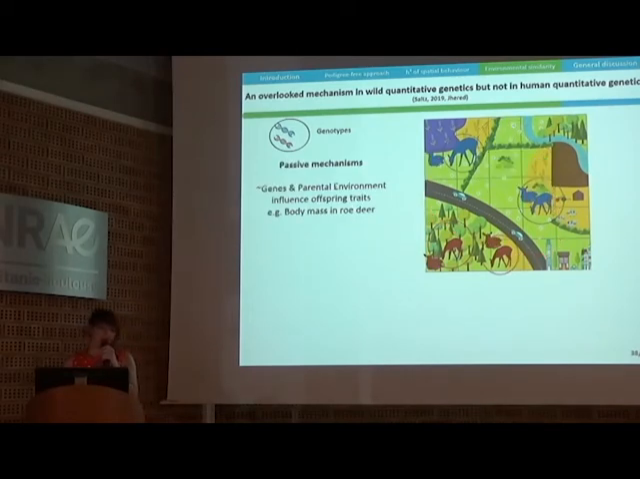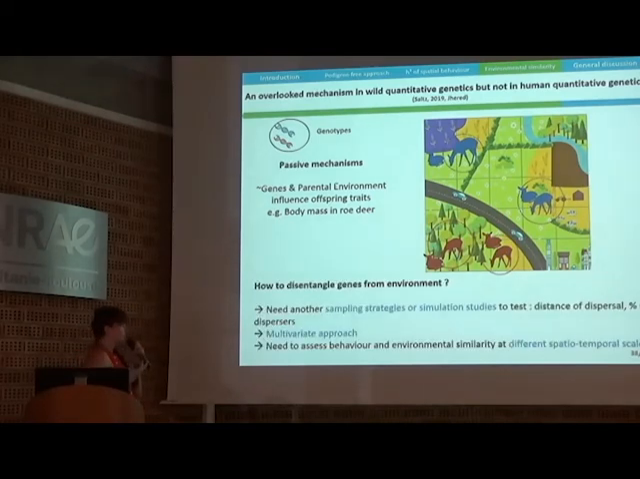Finally, another possible mechanism is just passive mechanisms, and it happens, for example, when the parents provide both the genes and the environment, which is going to influence the offspring traits. So for the moment, we did not disentangle between genes and environment, but we have some avenues to do it. For example, we can try other sampling strategies, by sampling individuals that disperse and go away. But if it's not possible, we can do it through simulation studies and try to test different dispersal distances and different percentages of dispersers, to see if we can disentangle between genes and environment.